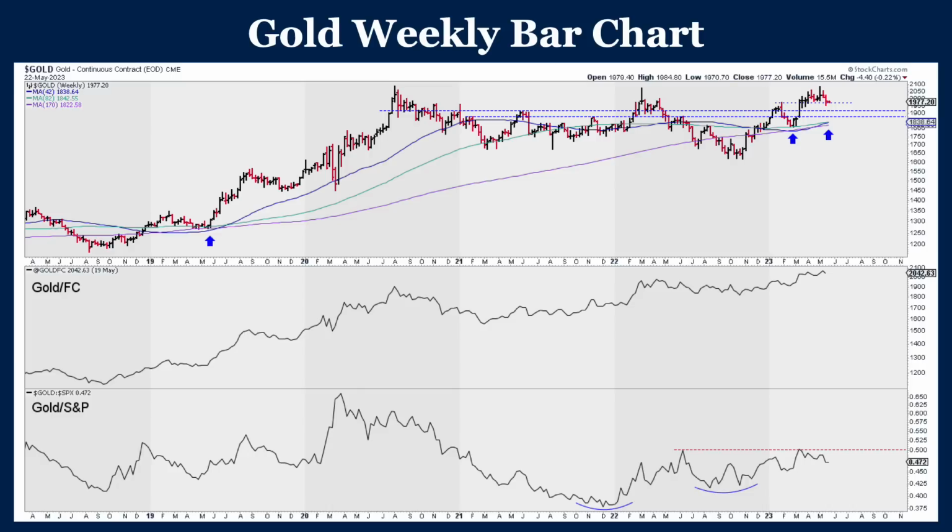Now, in my opinion, the more important indicator, and I've done videos and written about this probably 10 different times over the last 5 years, is gold against the stock market. If you want a real bull market in precious metals, gold has to outperform the stock market. It hasn't really done that in the last 5 or 6 years. At certain points, it has.